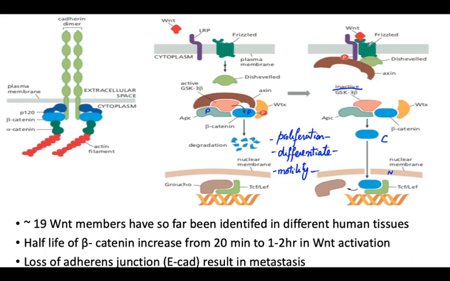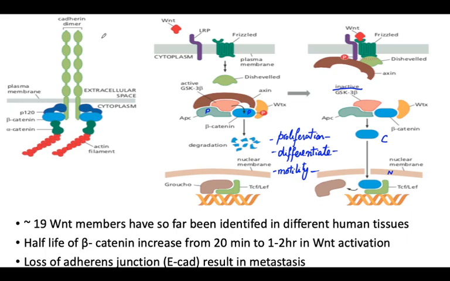So, in Wnt signaling, 19 Wnt members have so far been identified in different human tissues. The half-life of beta-catenin increases from 20 minutes to 1 and 2 hours in Wnt activation. Additionally, it is known that apart from beta-catenin being placed inside the Wnt signaling pathway, beta-catenin protein is also localized in E-cadherin junctions.